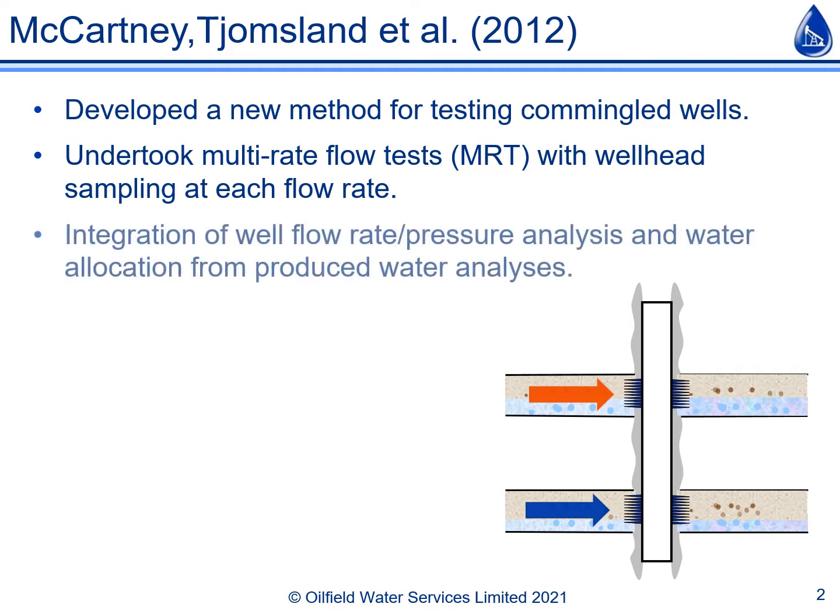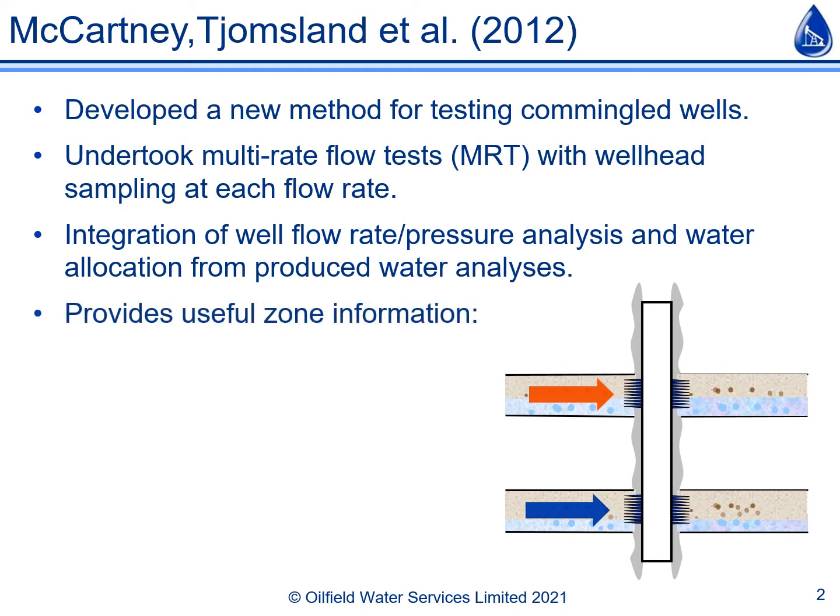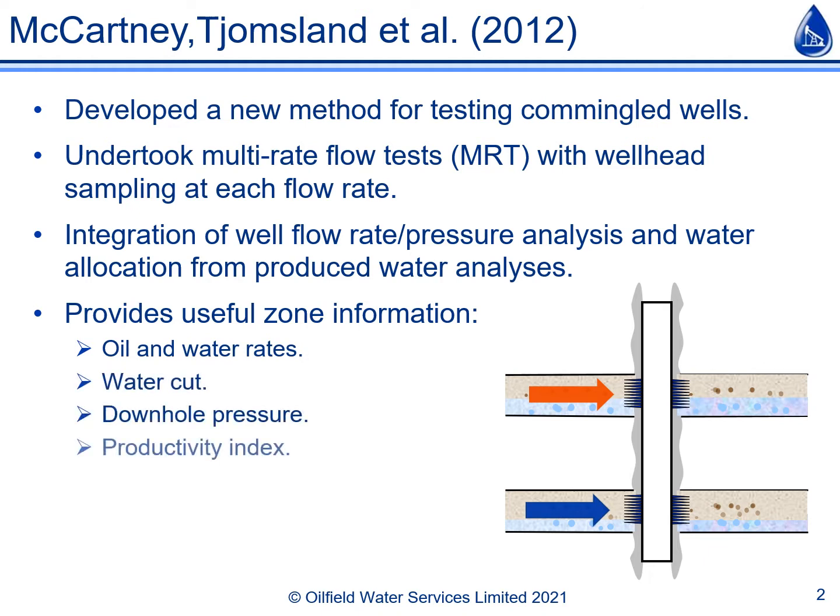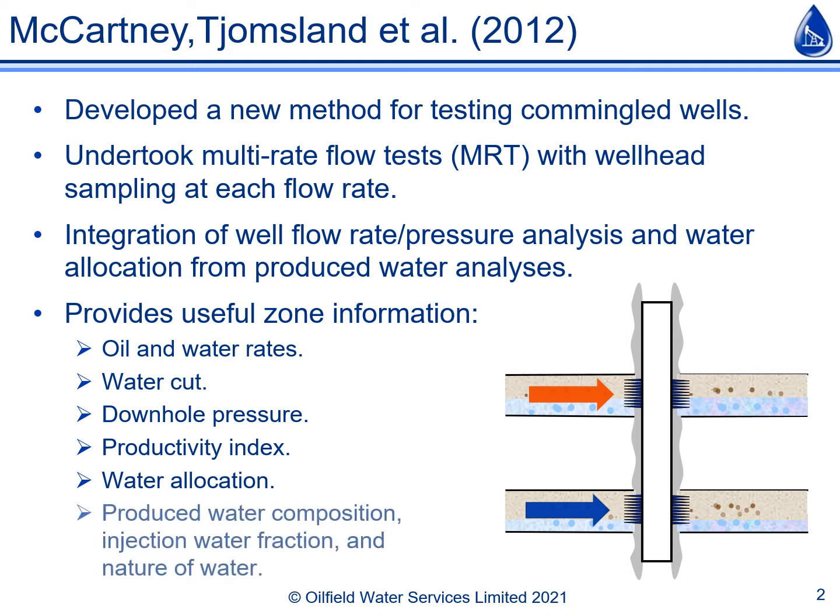Water allocation for the two zones is obtained from interpretation of the produced water analyses, and these results are then integrated with well flow rate and pressure analysis. The result is that for each producing zone you can obtain oil and water rates, water cut, downhole pressure, productivity index, water allocation, produced water composition, injection water fraction, and you can also identify the nature of water being produced.